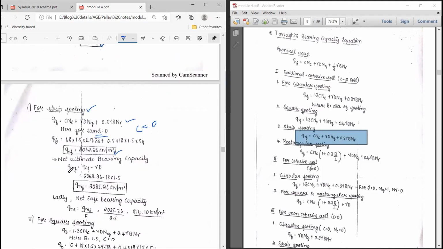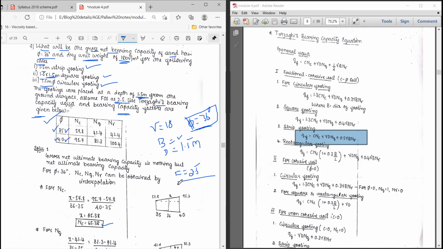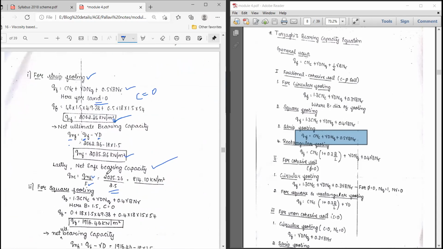Therefore, net ultimate bearing capacity is equal to ultimate bearing capacity minus gamma into D. So gamma value you know, D value you know, and Q suffix f, that is ultimate bearing capacity, you had calculated in the previous step. Therefore, net safe bearing capacity is equal to Q suffix nf divided by factor of safety. Q suffix nf is 2035.26. Factor of safety, as he has given in the problem, is equal to 2.5. Therefore, net safe bearing capacity for the strip footing is how much? 814.10 kilonewton per meter square.